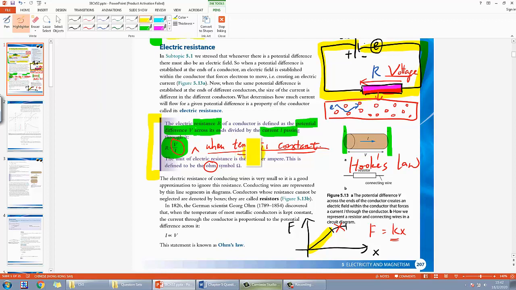In terms of units, it should be quite simple. V is volt, I is ampere, and for resistance the unit is ohm. The symbol here is omega, a Greek letter. For pronunciation, we'll simply call it ohm for resistance.